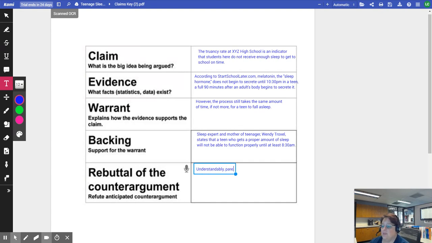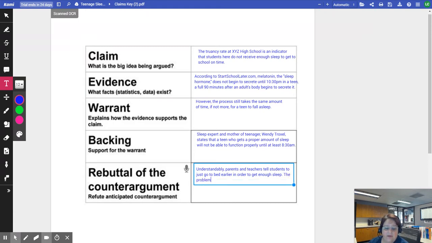Understandably, parents and teachers tell students to just go to bed earlier in order to get enough sleep. So there's my address of the counter argument. Now I'm going to rebut it.